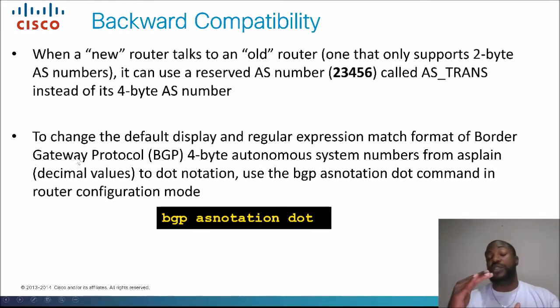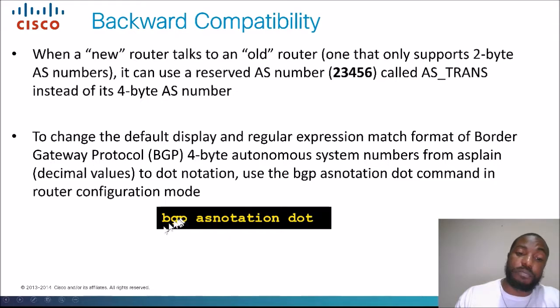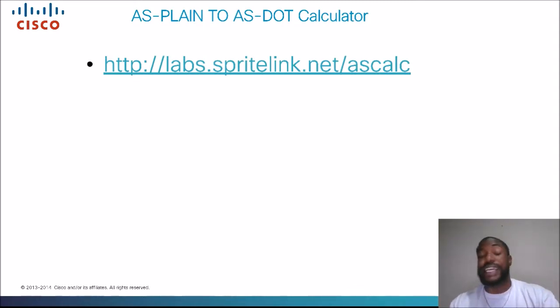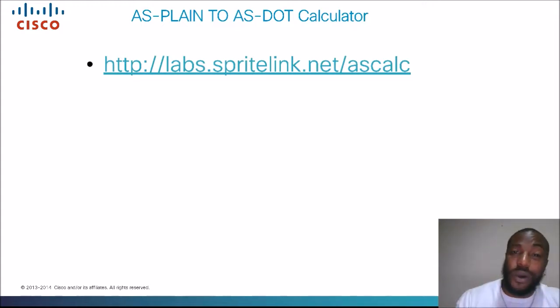Now we could use this command right here to change the notation, bgp asnotation dot, and I'm gonna show y'all an example of that. Here is a link to the AS plain to AS dot calculator. I didn't really want to show y'all this by hand, but if you want to, I'll show y'all. I mean, you could use this link to kind of go back and forth between the two. I don't think you really got to know how to do the conversion on the exam and stuff, but you do need to know the math behind it.